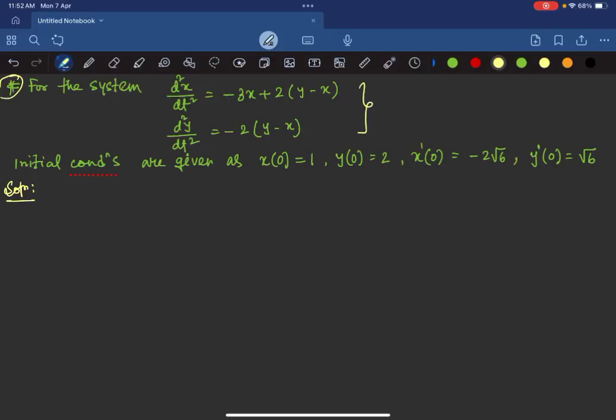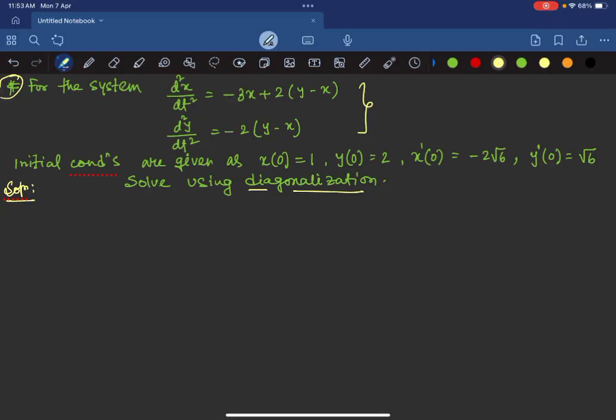This is the given system. Initial conditions are given. Then we need to solve using diagonalization. Point to be noted here: if diagonalization is mentioned, then only you have to apply this treatment.